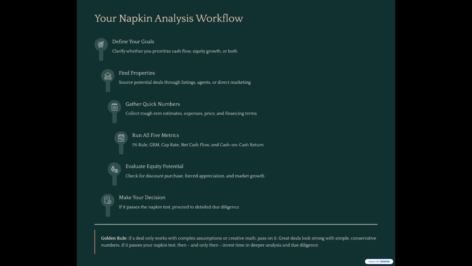5. Evaluate equity potential. Look for discounts, improvements, and market growth. 6. Make your decision. If a deal passes this napkin test, then it's worth deep due diligence. And remember the golden rule. If a deal only works with complicated assumptions or creative math, pass on it. Great deals shine through even with simple math.